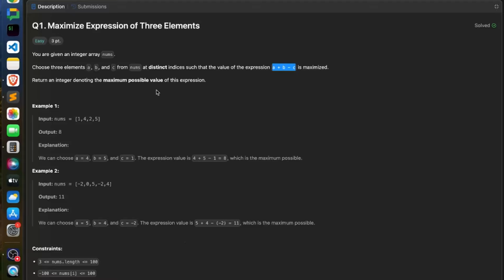So today we'll discuss all four problems asked in today's LeetCode Weekly Contest 476. Let's look at the first one.